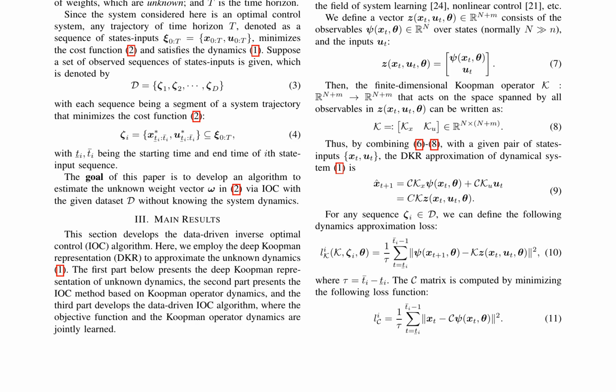The paper then presents the data-driven inverse optimal control algorithm, where the objective function and the Koopman operator dynamics are jointly learned. The algorithm approximates the unknown dynamics using the deep Koopman representation, and then uses the approximated dynamics to estimate the unknown weight vector. The dynamics approximation loss is defined as the difference between the estimated states vector obtained by the deep Koopman representation and the actual states vector. The C matrix is computed by minimizing the dynamics approximation loss.